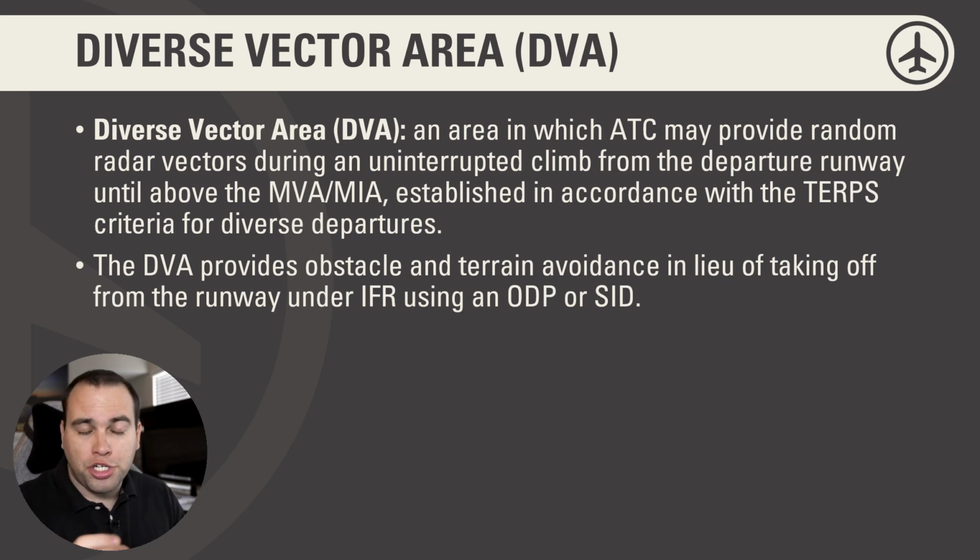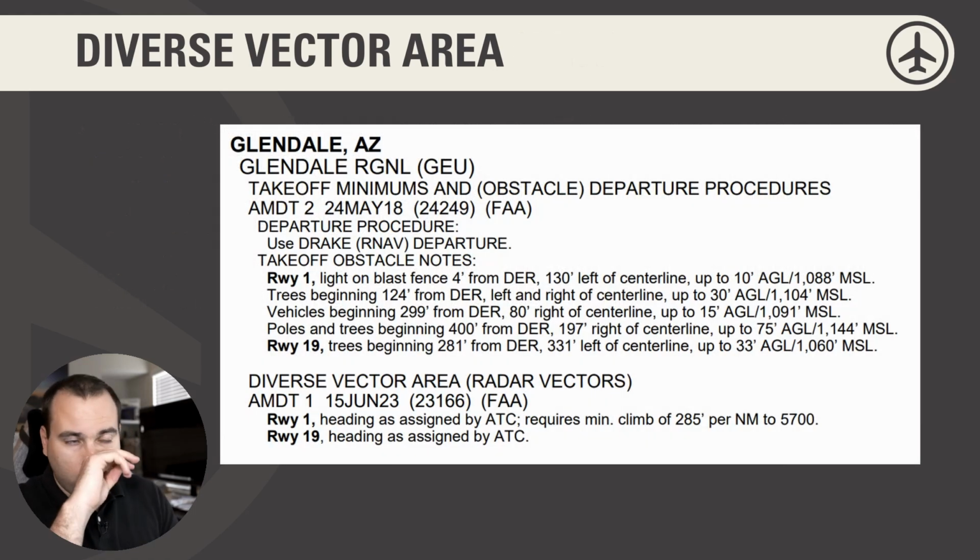That's a lot of mumbo jumbo. Very simply put, ATC is giving you a radar vector for this. They're giving you a specific heading to fly. The DVA provides obstacle and terrain avoidance in lieu of taking off from a runway under IFR using an ODP or a SID. So, for example, Glendale has one.